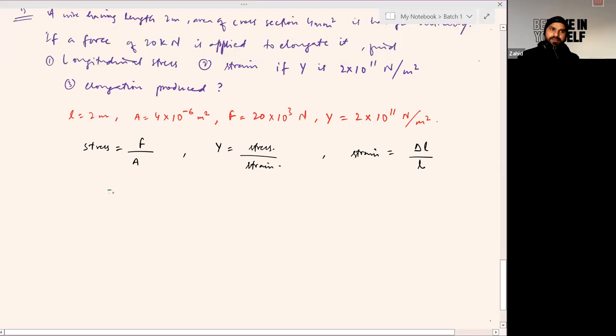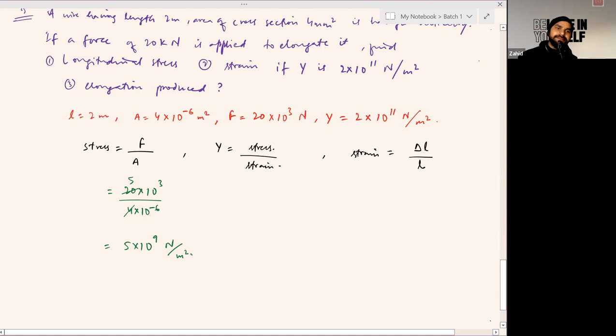Suppose in the first part, we have force as 20 into 10 to the power 3. Area of cross section is 4 mm squared, so 4 into 10 to the power minus 6. So 4 into 5 is 20. Move this 10 to the power minus 6 to the numerator, it will become plus 6. So you'll get 5 into 10 to the power plus 9 Newton per meter squared as stress.